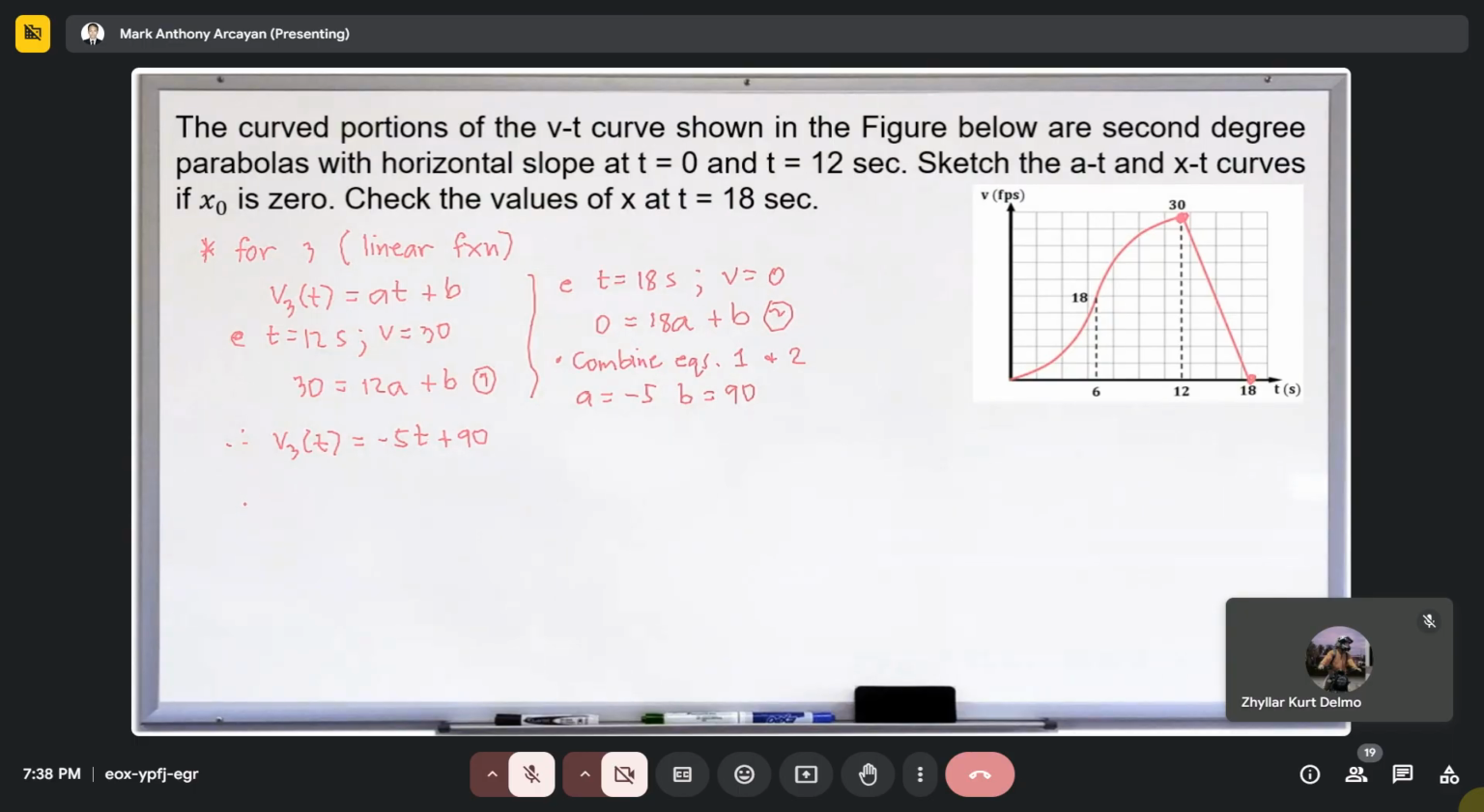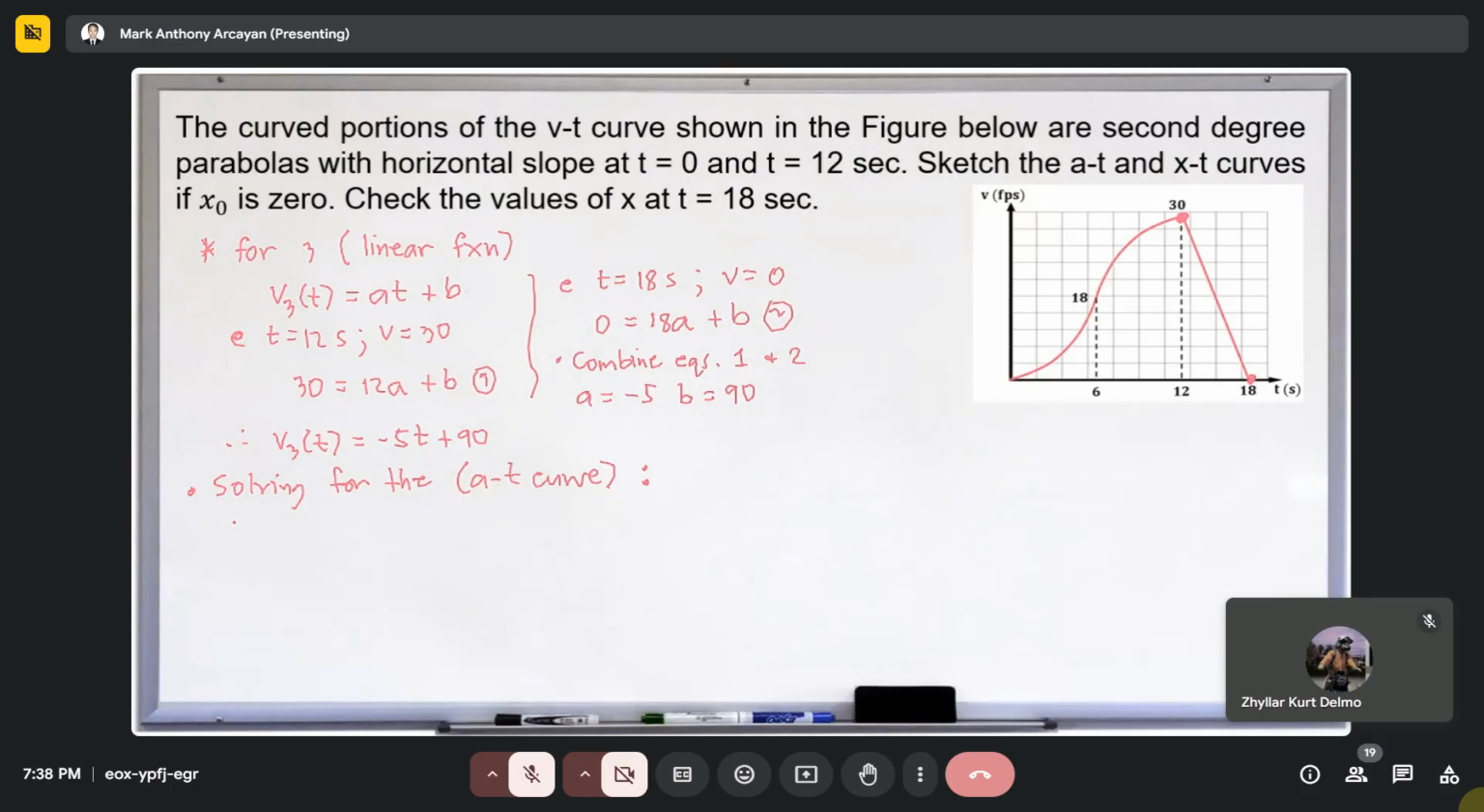Okay. Now that we have completed the velocity functions, we're now ready to sketch the acceleration curve. Solving for the acceleration curve. Now, since we have three time intervals, like from 0 to 6, 6 to 12, and 12 to 18, the same goes for the acceleration curve that we want to generate. Expect three partitions as well, the same with the velocity.